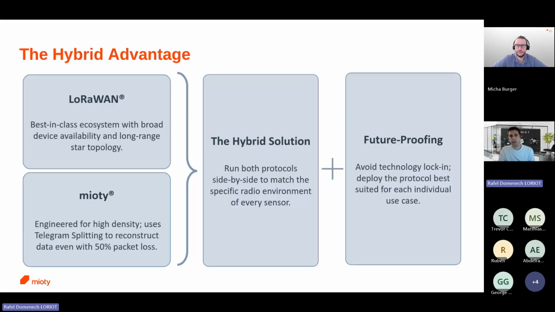With a hybrid network management system, you don't have to choose one standard over the other. You can deploy LoRaWAN for your standard smart city needs and mioty for the high density or critical industrial links, all within the same network structure. And this is a key point because, as a developer or a company trying to be future-proof and avoid technology lock-in, you still have the options open. There might be some things where one protocol excels, and some others where the other is the best option, and you are not forced to just pick one over the other.